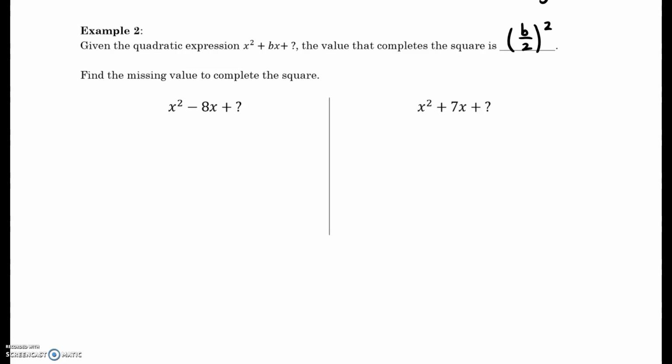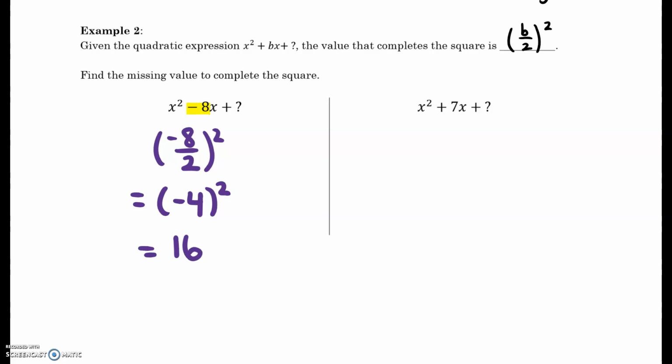In this first example on the left side, example 2, we know that b is negative 8. So to find the term that completes the square, we are going to do (negative 8 over 2) squared. Negative 8 divided by 2 is negative 4. Then negative 4 times negative 4 is 16. So that value 16 completes the square, and our perfect square trinomial in this case will be x squared minus 8x plus 16.